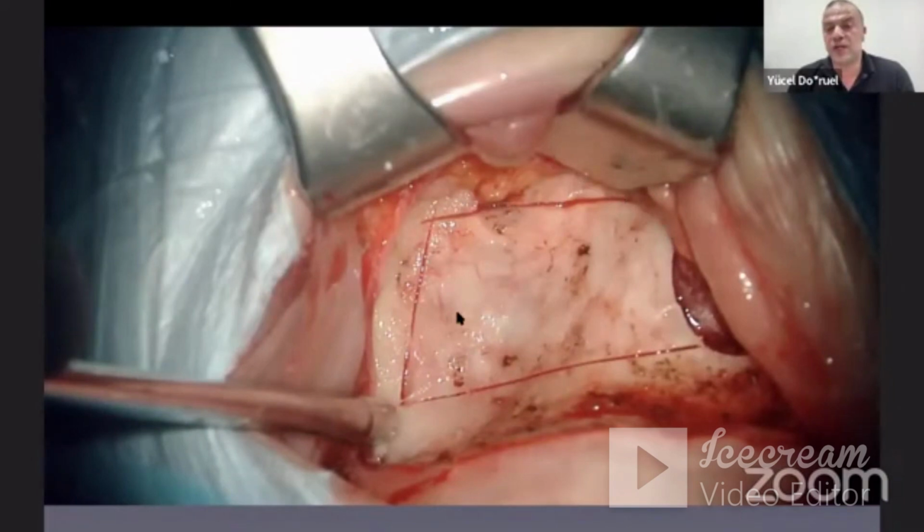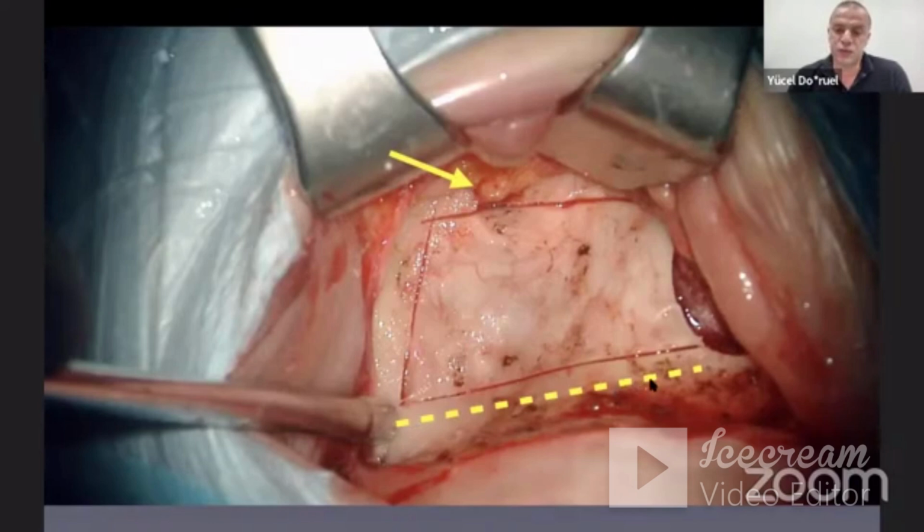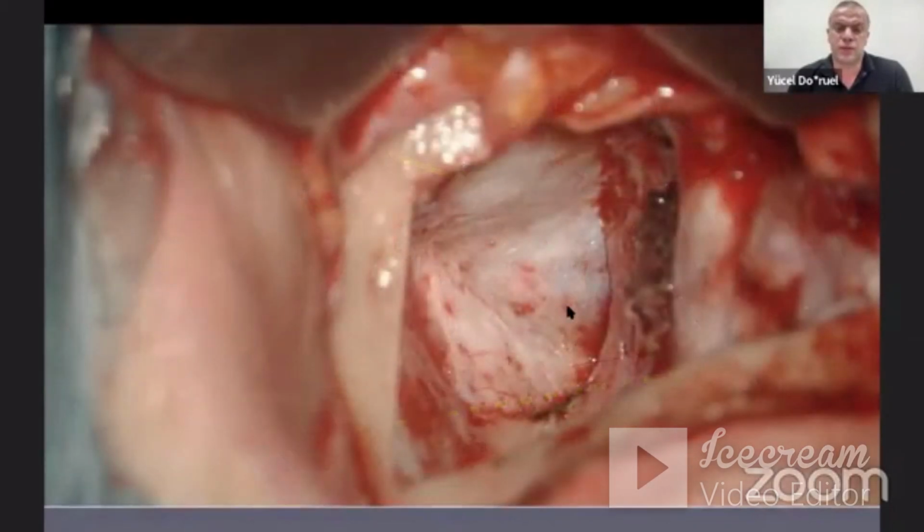After we dissect this mucosa, it allows us to reach the anterior wall of the maxillary bone. It's also called the canine fossa. There we should take care of the infraorbital neurovascular complex, which exits from the infraorbital foramen. Also inferiorly, we should take care of the dental roots, because when we perform a maxillotomy to reach the maxillary sinus, we shouldn't damage the dental roots.